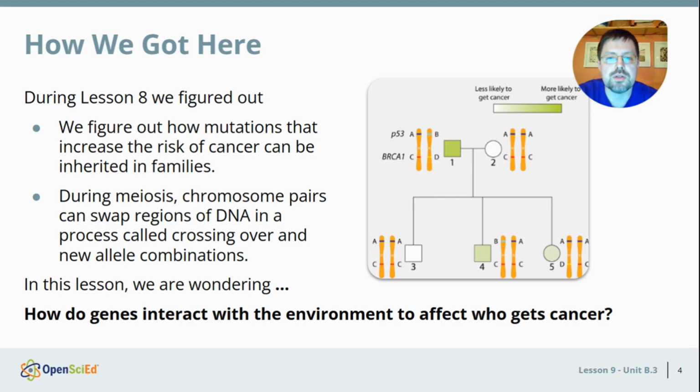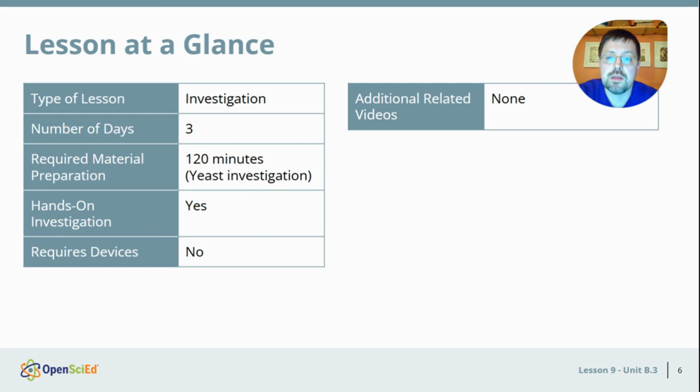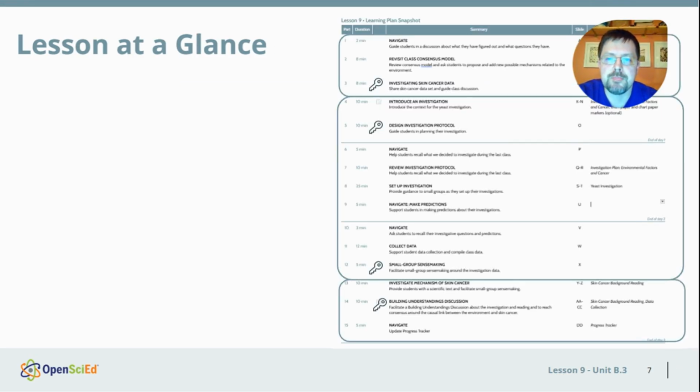In Lesson 9, we turn our attention to our questions about how genes interacting with the environment impact who is at risk of developing cancer. This lesson requires a significant amount of prep time because we are going to be using two different types of yeast for an investigation in the middle part of this lesson. I'll go into more detail about the lab setup later.